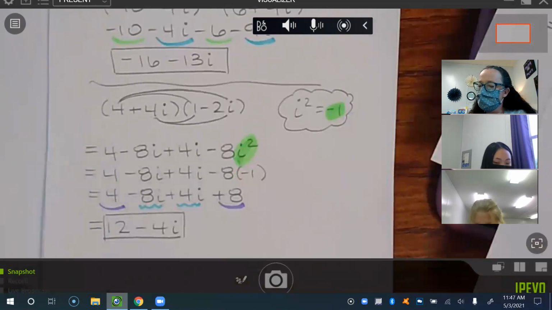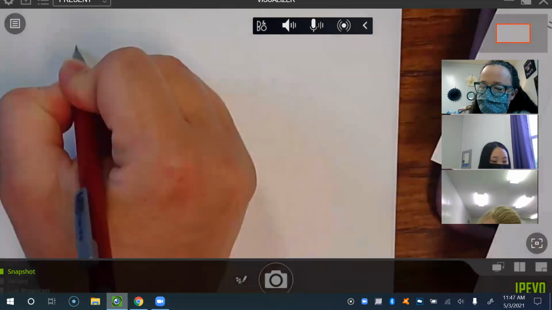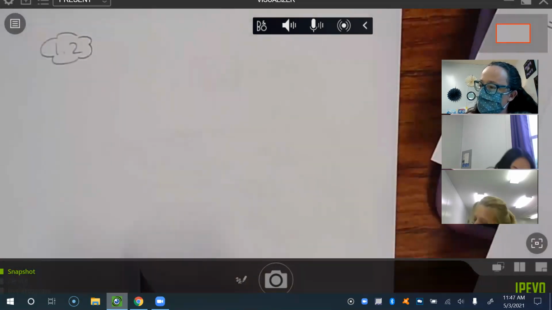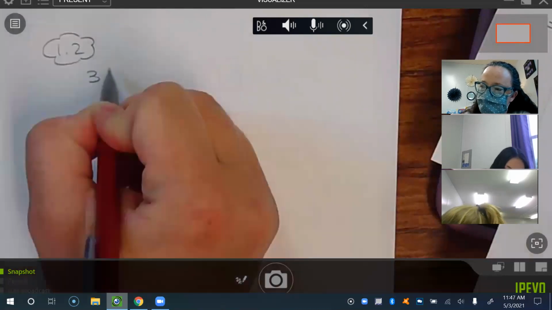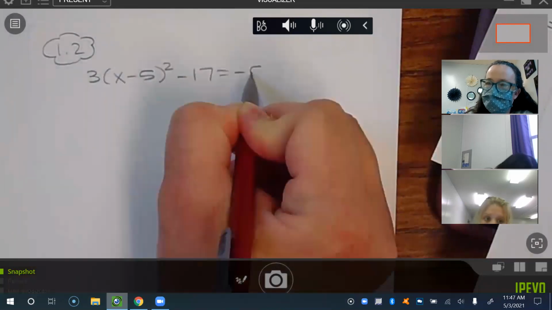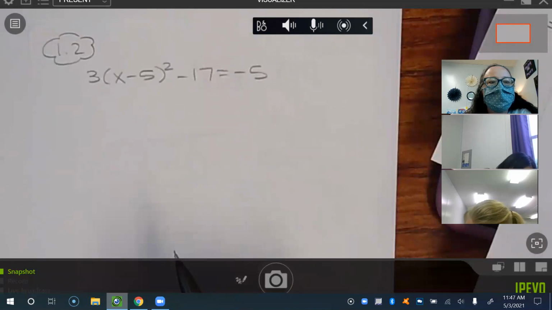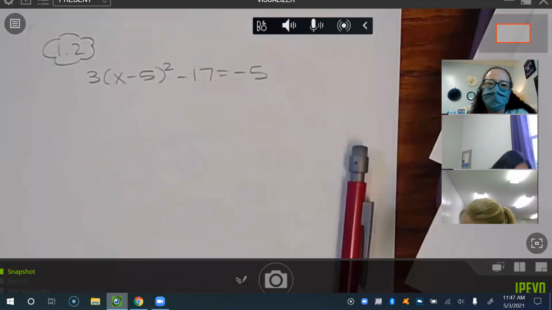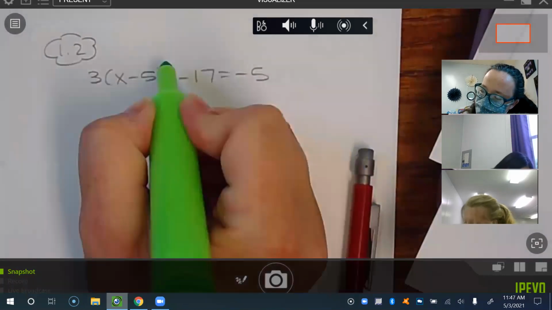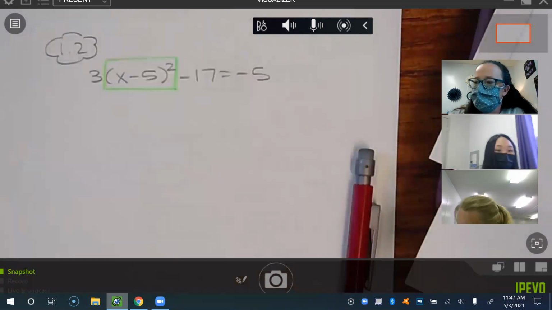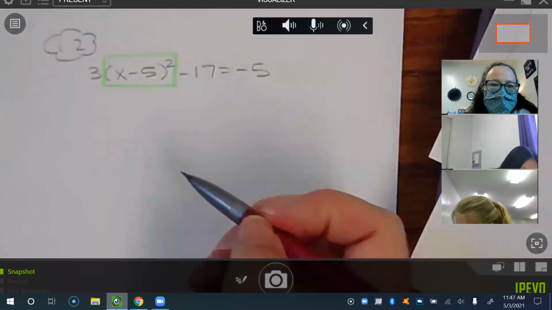Okay, now the next part is section 1.2. And this is where we were solving quadratics by taking square roots. So let's just do one of these. So let's write this one down. My goal here is going to be to get this by itself. So what do I need to do first?